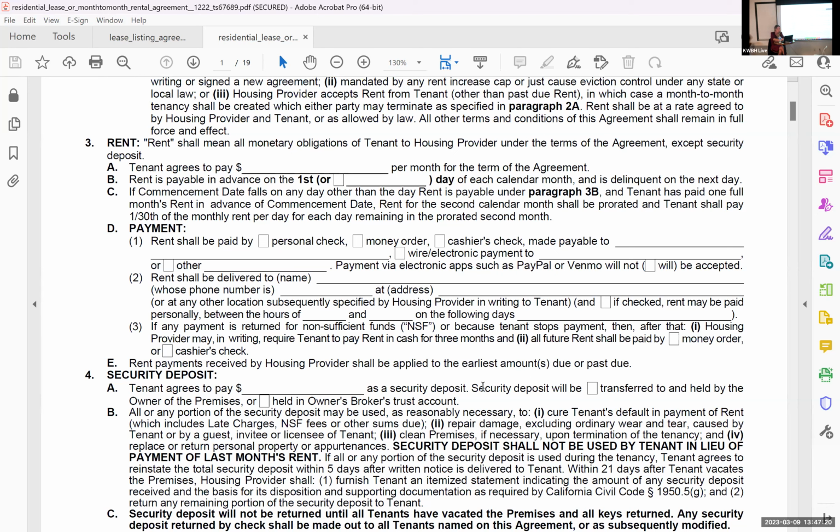All right. Security deposit will be, and this is the way it's written in here, and you should leave it this way: transferred to and held by the owner of the premises, or held in owner's broker's trust account.